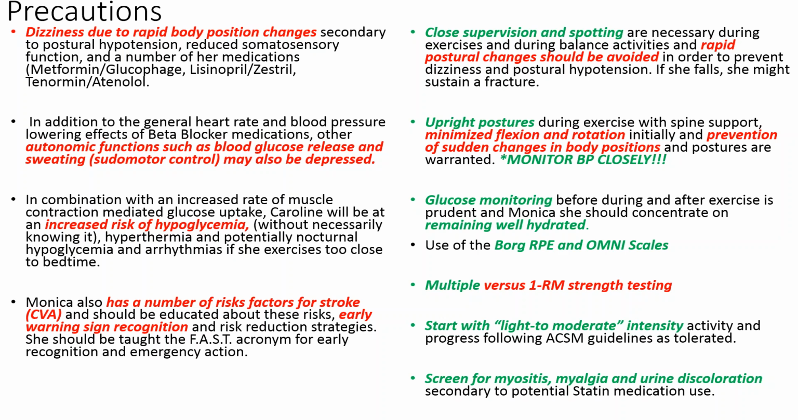In addition, other important things to consider are the use of the Borg scale and the Omni RPE scale, especially the Omni for her resistance training. Think about using multiple RM tests instead of one RM strength tests. And you might not even need to do any testing. You can just look at her movement quality, and find a lift or an exercise that's challenging for her to finish with the prescribed number of repetitions where she still has some control.